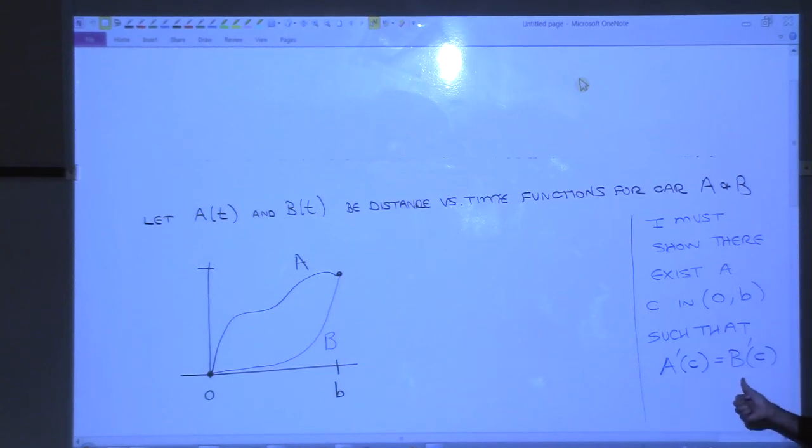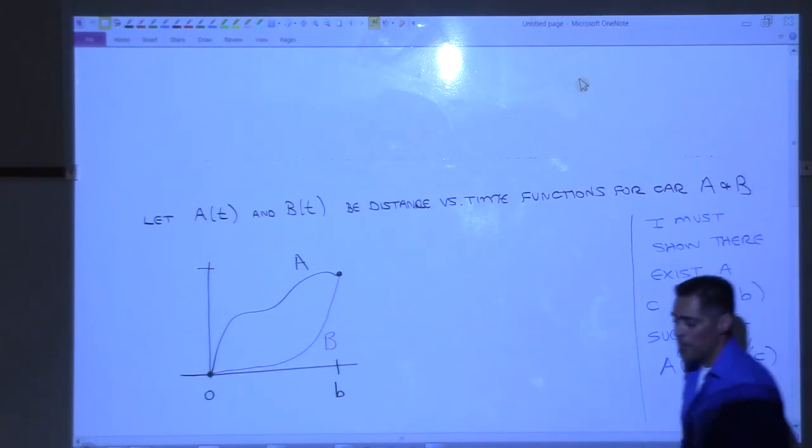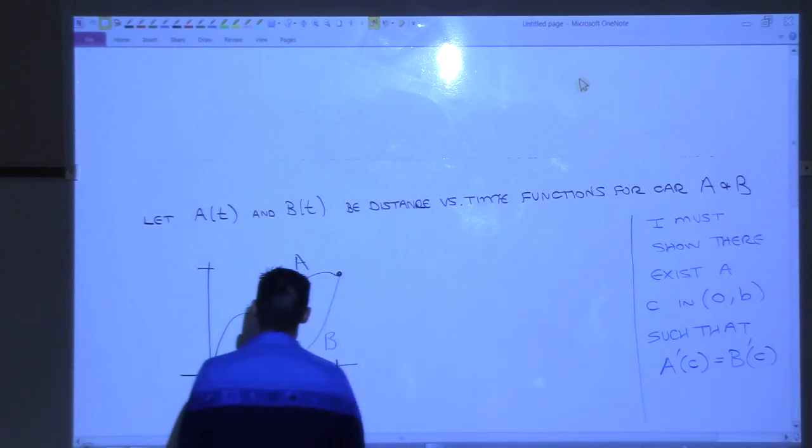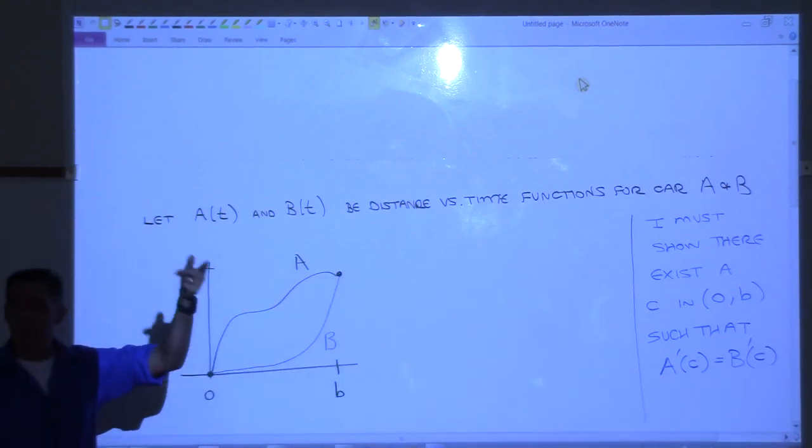Do you all agree if I can show you that this is true, I'm done? You sure? Because this is what I need. This is what I'm about to do, but I want to make sure you're convinced that this convinces you of it. I'm going to find a time between the beginning and end of the race where the speed of the A car at that time is equal to the speed of the B car at that exact same time. If I do that, I'm done. Okay, so here's how I'm going to do it. And this is the crazy cool part. I'm going to define a new function.